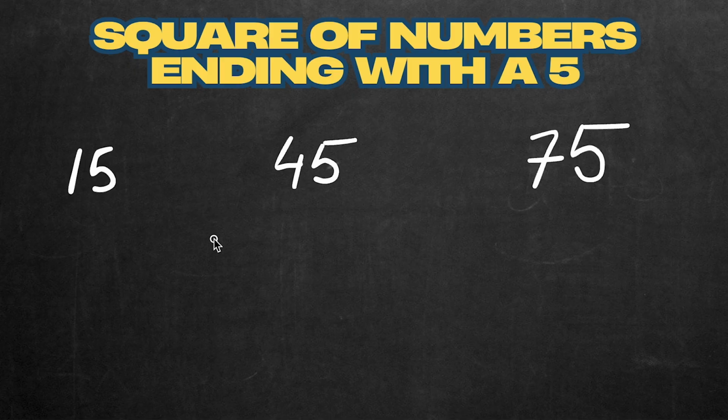Welcome geniuses. In today's video, let's learn how to calculate the square of numbers that end in a 5. For example, 15, 45 and 75. As we know, square means the number multiplied by itself. So the square of 15 should be 15 times 15. That's the idea, and that's what we are going to calculate.